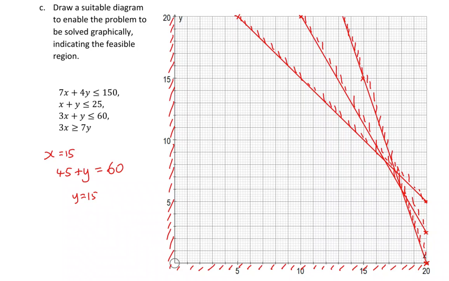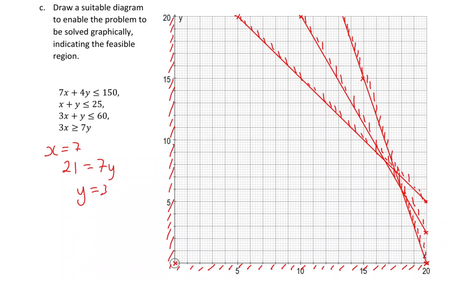Right, and last but not least, we've got 3x is greater than or equal to 7y. Now I know that it's going to go through the origin. So I just need one more point. So let's just get rid of this, just to avoid confusion. I know that when x is 7, I'm going to get 21 on the left-hand side, so y would be equal to 3. So 7, 3 is a point that's on the line.